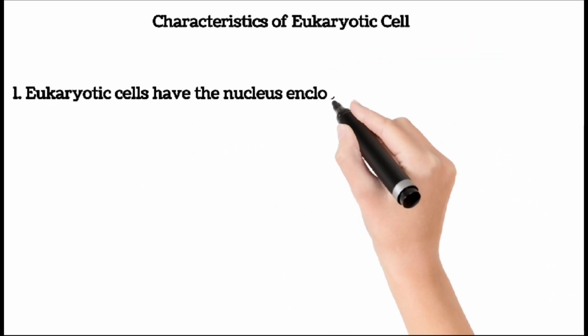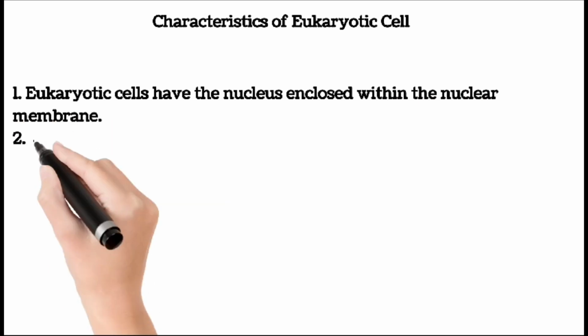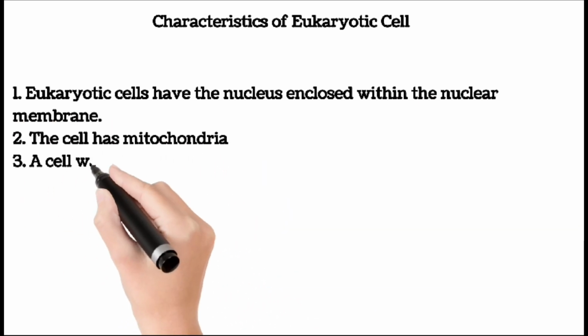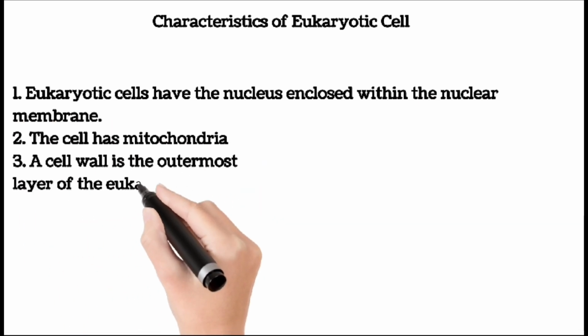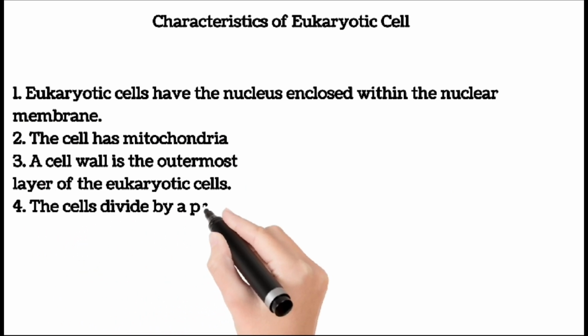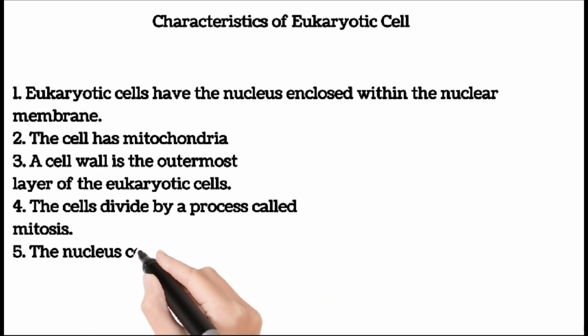Eukaryotic cells have a nuclear membrane-bound nucleus and have mitochondria. Cell wall is the outermost layer of eukaryotic cell. The nucleus of a eukaryotic cell contains linear DNA.